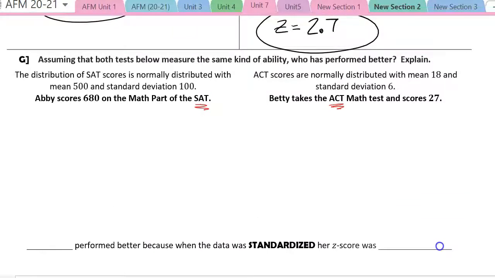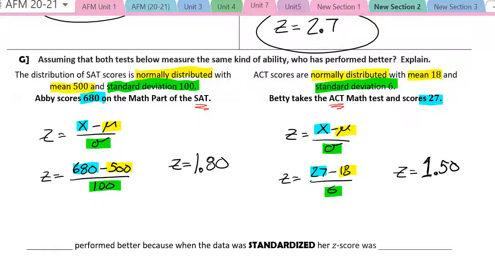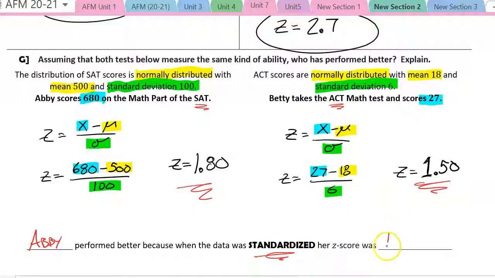So let's do this with our SAT and ACT. We're going to assume that they're both stated to be normally distributed, which is excellent. We see that we have the means in both of these, and we're given the standard deviations. We're also given a value in question that we want to turn into a z-score. So doing our calculations, we get Abby's z-score to be 1.8 and Betty's z-score to be 1.5. We therefore can say that Abby performed better because on the standardized data, her z-score was higher or larger.